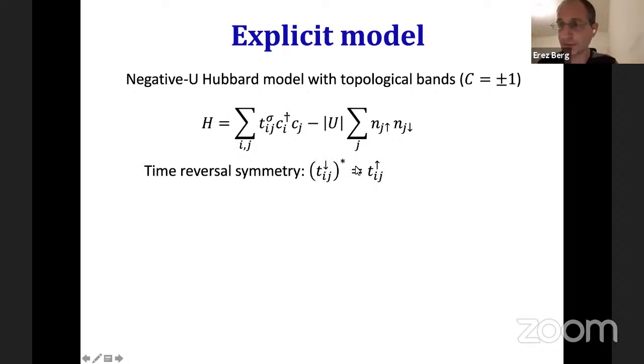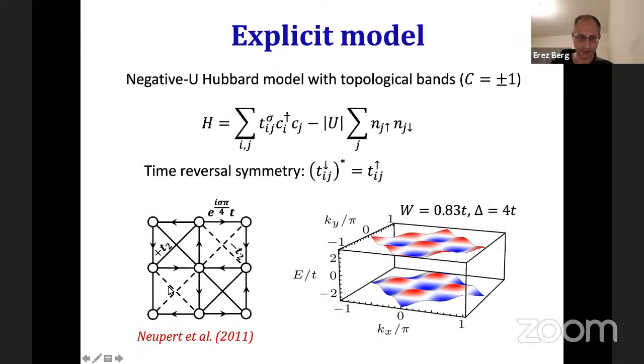This is some kind of spin orbit coupling, if you like. So it's a little bit like the quantum spin Hall effect. Okay, so this is the model. It has nearest neighbor and second neighbor hoppings with some phase factors. And here's the band structure that you get.